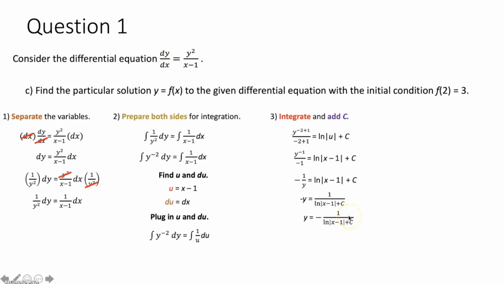Now the question is, were we provided an initial condition that allows us to solve for c and get the particular solution? Yes, we were. We were given this initial condition, f of 2 is equal to 3.